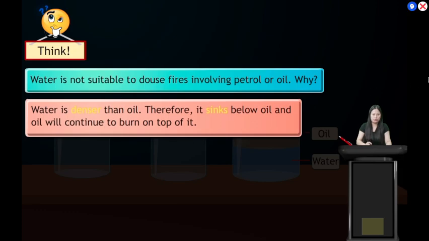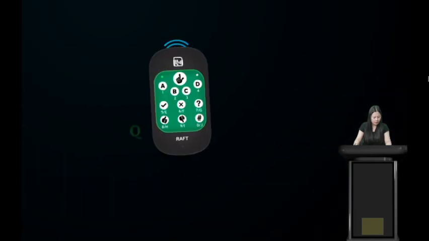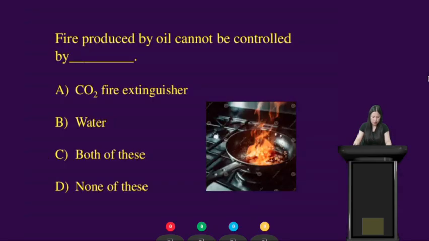Or we can use a carbon dioxide fire extinguisher to cut off the oxygen supply in order to control fires involving petrol or oil. Alright students, we have another question. Please get your rough devices ready. The question is, fire produced by oil cannot be controlled by which of the following? Option A is carbon dioxide fire extinguisher. Option B is water. Option C is both of these. Option D is none of these. I am giving you 15 seconds to respond to this question. Your time starts now.